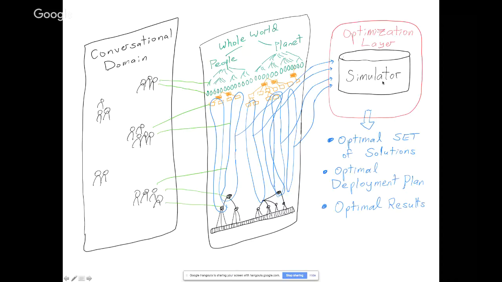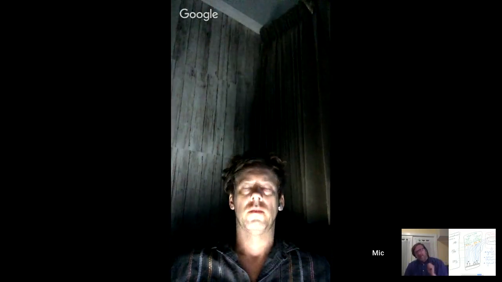Anyway, the goal of this modeling and optimization is, among other things, to determine the optimal set of solutions, the optimal deployment plan, and the optimal sequence. That's right, I was talking about the sequence of what happened in Singapore, from when their government budget was minuscule, right?